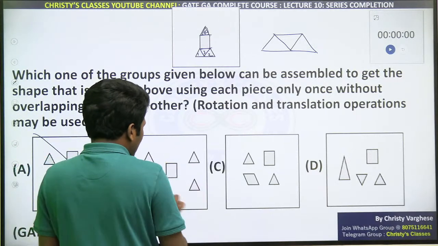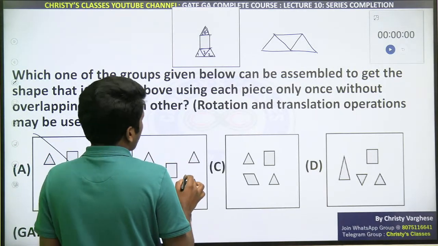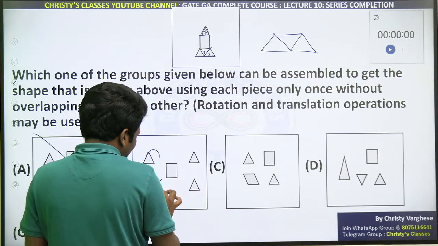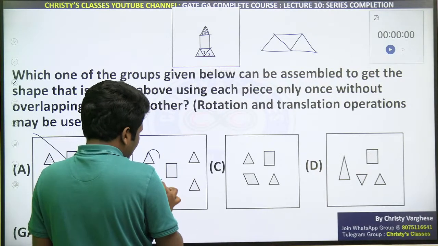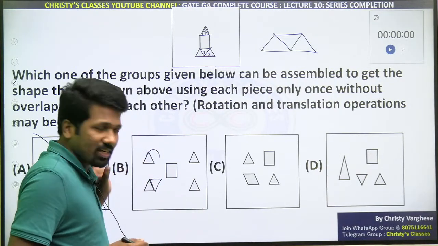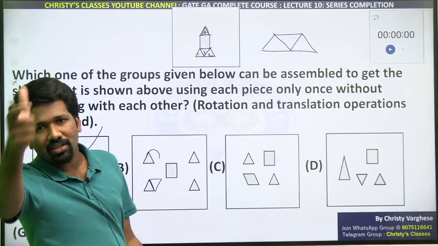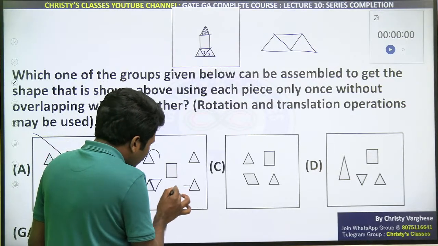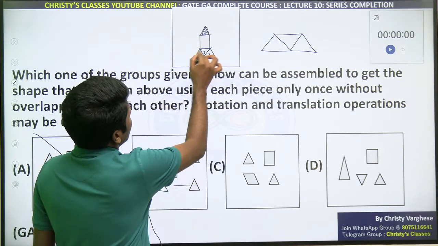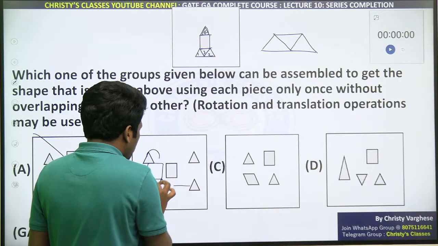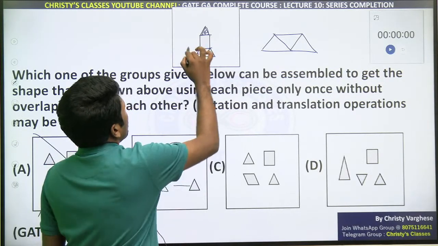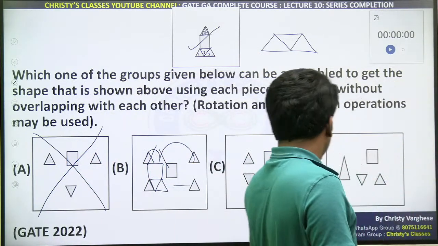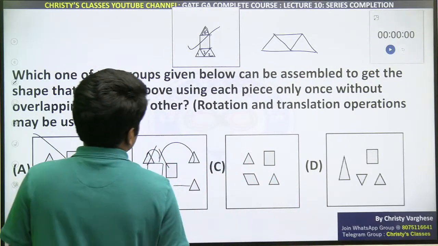Here there are 4 triangles, so definitely you can form it. Are you understanding? With this triangle, you can translate it and fix it like this. Translation means taking that image and placing it anywhere without cutting it. And when you merge it like this, the base is made. After that, place this rectangle on top of it, and this triangle on top of that. Exactly this picture you will get. So option B is the answer. Are you all understanding how option B is the answer?